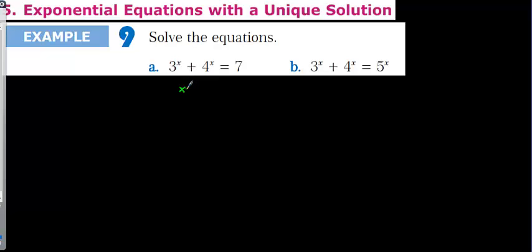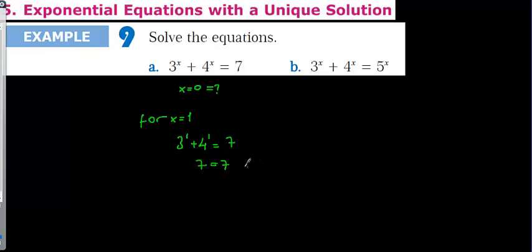We are going to try for x, let's say, equal to 0. Is it going to satisfy or not? Is x equal to 0? Is x equal to 1? We are going to try and see if the solution is the same or not. Here, obviously, it is 3 to the power of x plus 4 to the power of x. If it's equal to 7, it means that x is equal to 1. For x equal to 1, it's satisfying. 3 to the power of 1 plus 4 to the power of 1 is going to be equal to 7.